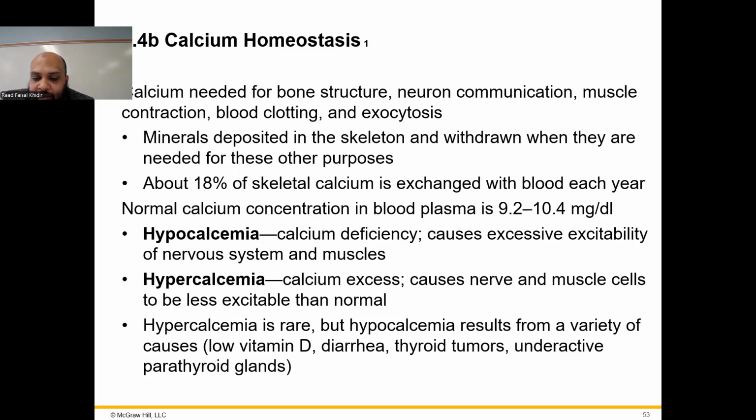Hypercalcemia is when there is calcium excess, and it causes the nerve and muscle cells to be less excitable than normal. So it's dangerous when you have too much calcium because it's going to cause arrhythmia and excessive excitability.